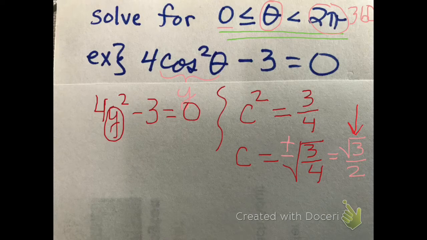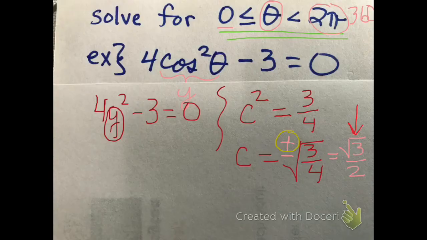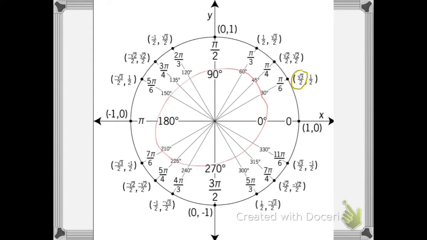So let's first take care of the positive solutions. So root 3 over 2, positive cosine. Now cosine is the x value, okay? So root 3 over 2, which is what we got here, positive. Cosine is positive in quadrants 1 and 4. So there's our root 3 over 2 in the x position. And remember, x is cosine.